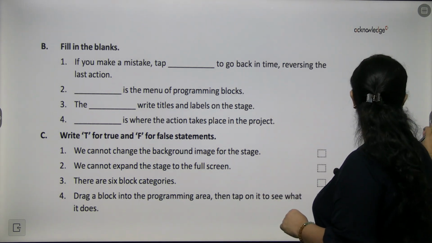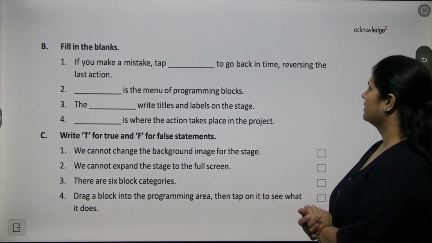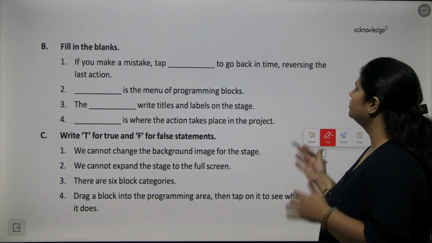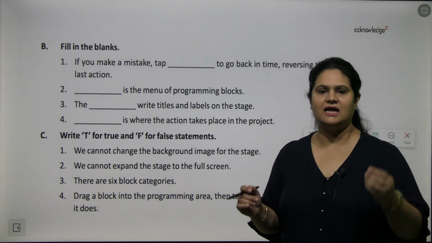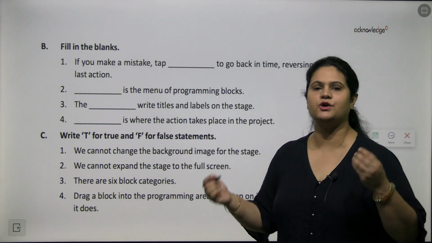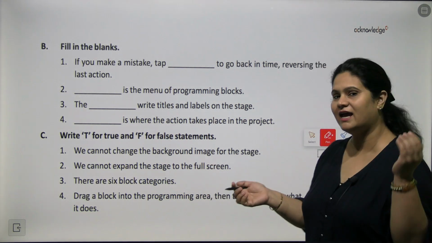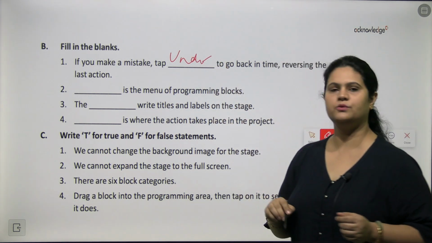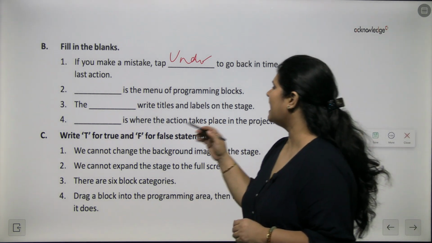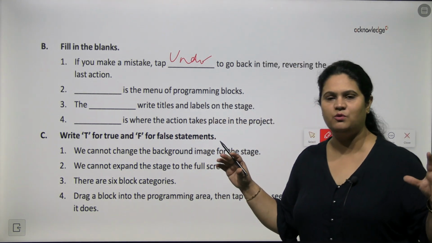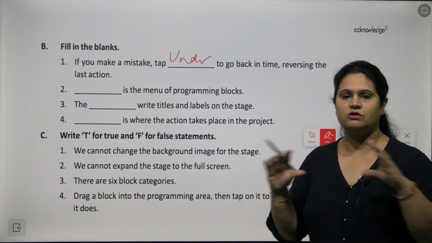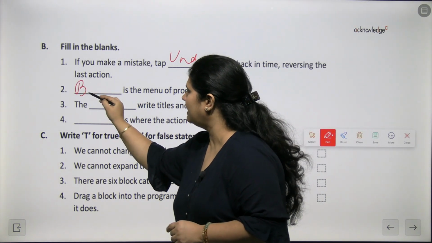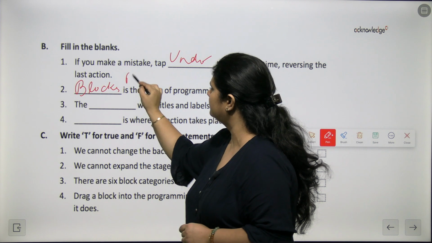Now, let's start doing this fill in the blanks quiz. Number 1 says, if you make a mistake, tap dash to go back in time, reversing the last action. So, how can you reverse your last action? How can you undo your mistake? Exactly. This is undo. Number 2, dash is the menu of programming blocks. What do you call the menu of all the programming blocks? Exactly, it is known as the block palette.